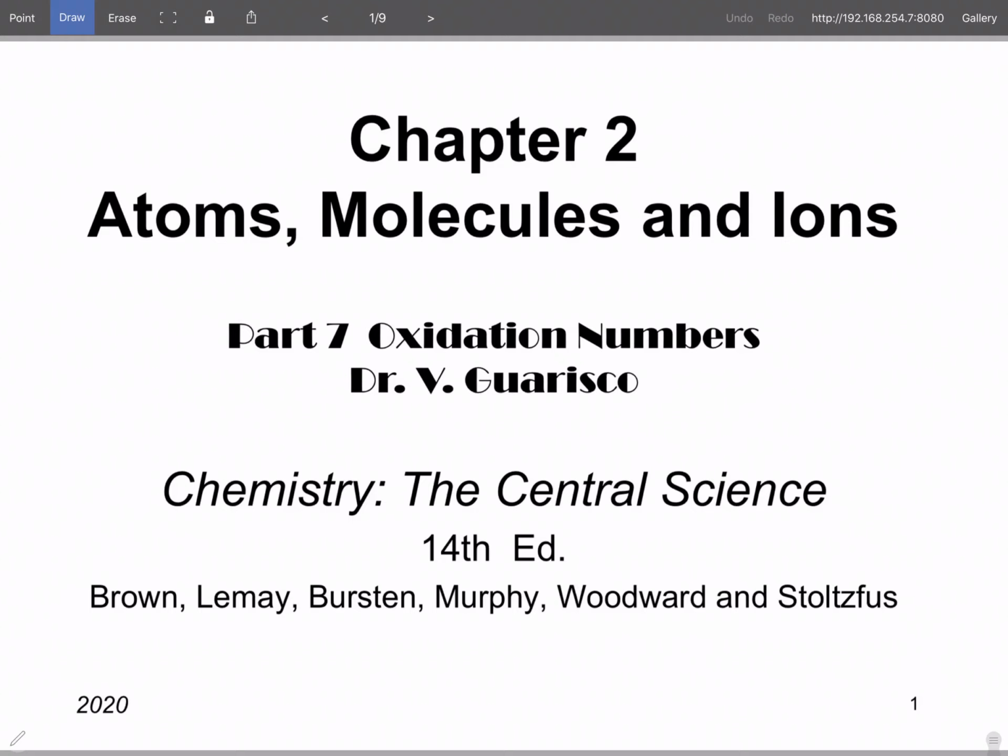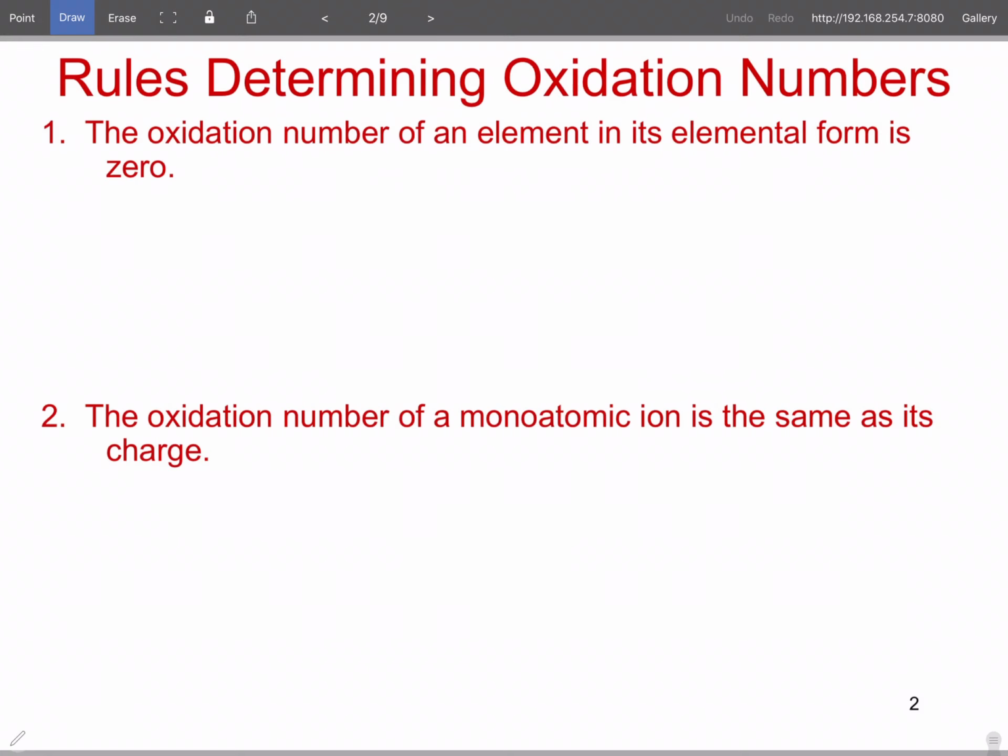Oxidation numbers. As I said, this comes out of the next chapter, but I'm going to go ahead and jump to it because you need to know it in order to do the nomenclature. Big name for naming. Also, the rules will be posted and there will be extra problems. So, let's start through them.